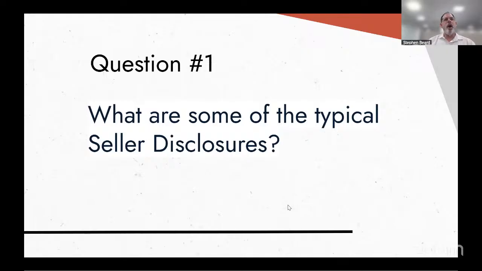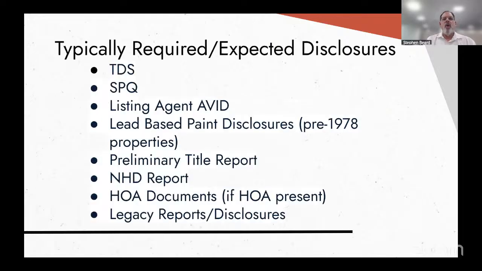So I'm really glad Melanie brought up inspections because it raises an interesting point, which I'm going to go into now. These lists here are the reports that are typically required. These are typical. It's not a for sure list. It is also not in every case, right? But these are the typical ones, the ones we expect from a fair disclosure report. TDS, excuse me, transfer disclosure statement. SPQ, seller property questionnaire. The listing agent AVID, agent visual inspection disclosure.